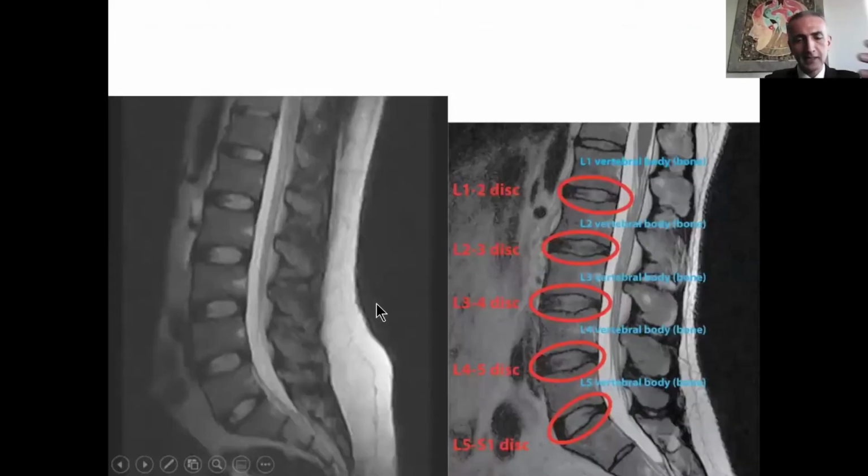Now, the next thing is an MRI scan. If you see a spine specialist, the first thing they will order for you is an MRI scan. An MRI scan is something that sheds light on the back and leg problem.